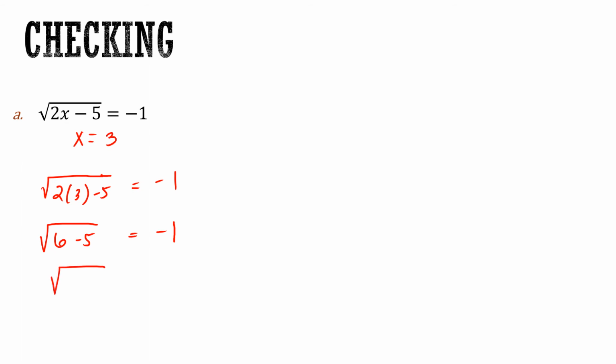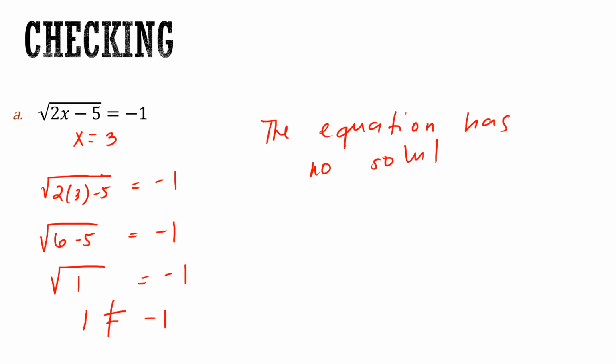So we can write this as square root of 1 equals negative 1. Square root of 1 is 1, so we can write this as 1 equals negative 1. Since 1 is not equal to negative 1, it does not satisfy the equation. Therefore, this equation has no solution. Or you can write it with this symbol, which means no solution.